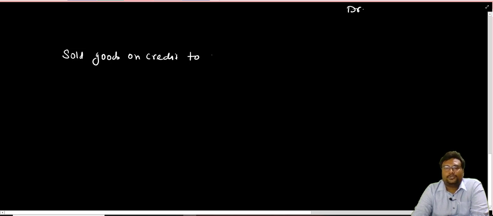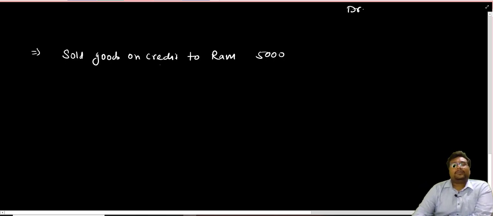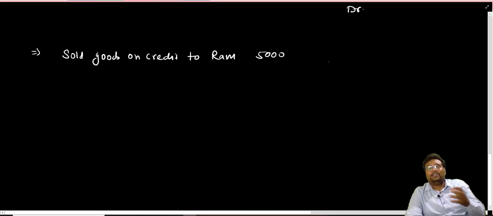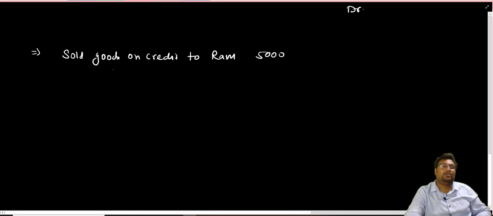Yes, beta. So now one more is: sold goods on credit to Ram. Beta, you see, we sold the goods on credit to Ram. So what thing is actually coming in the business? Nothing, because it is a credit transaction. Nothing is coming in the business. What thing is going out from the business? Goods is going out from the business.